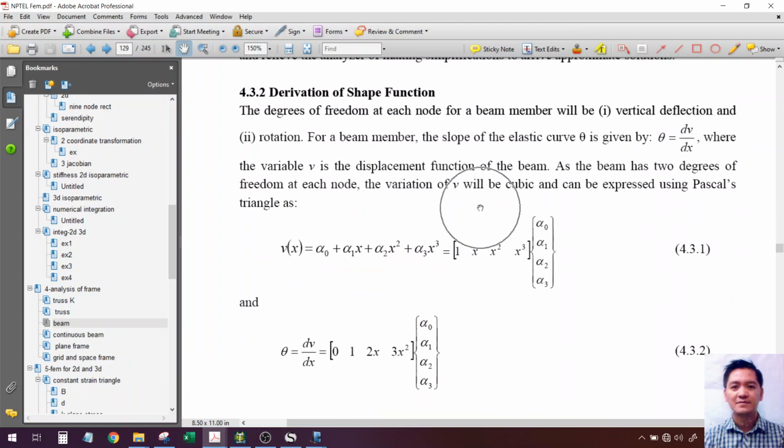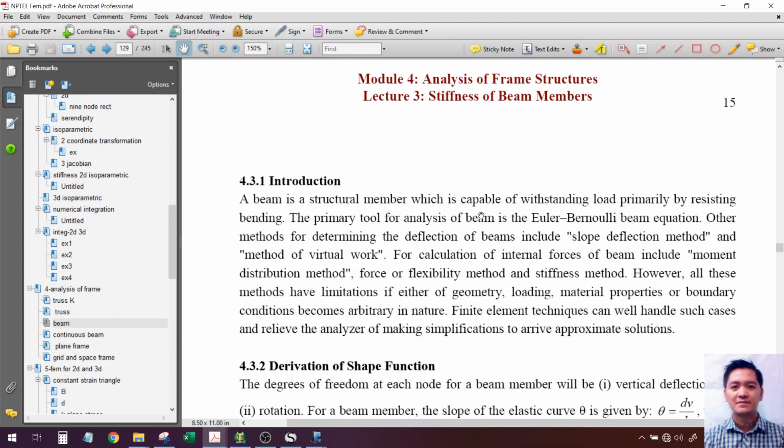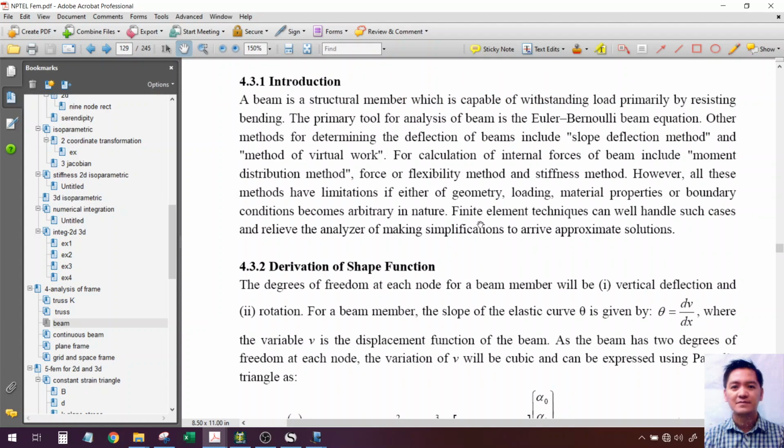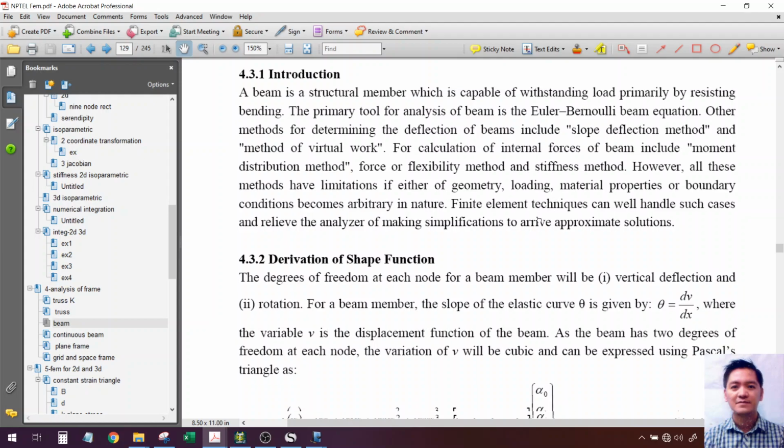Okay, so this time we will proceed with the stiffness of beam members. So what is a beam? A beam is a structural member which is capable of withstanding load primarily by resisting bending. So ang i-analyze natin is the Euler-Bernoulli beam equation.